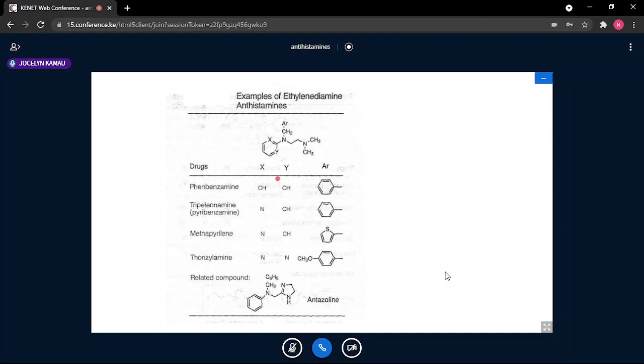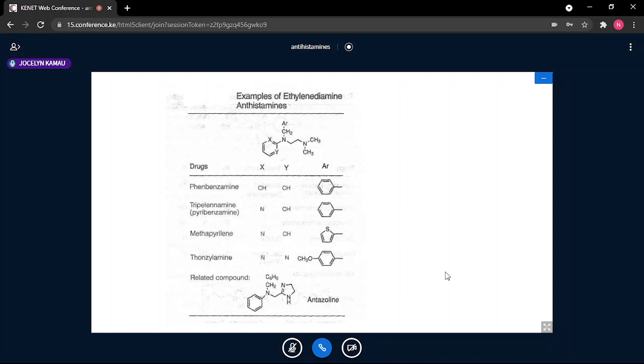And of course, the other difference is that in thonzylamine, this is a nitrogen and that is a nitrogen. So we change from pyridine to pyrimidine, where that is a nitrogen and that's a nitrogen, and your aromatic group here has methoxy substitution. Then related compounds is what I said, antazoline.